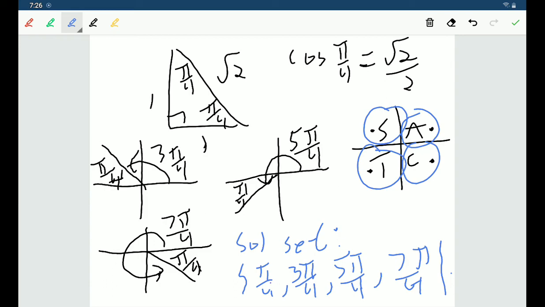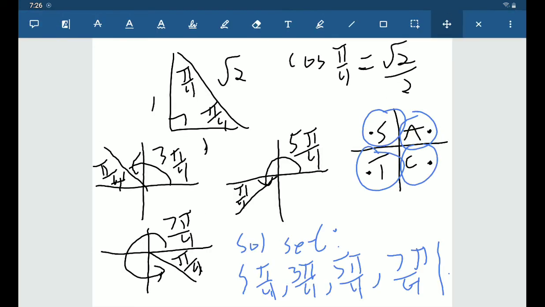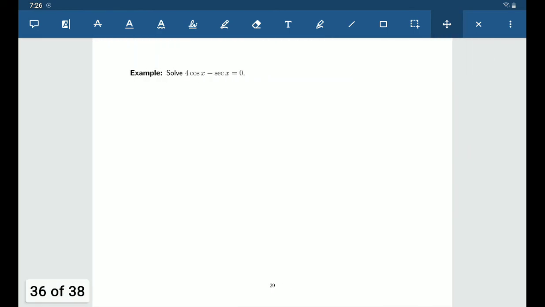Lovely. Okay, one last to do. So one more example, and then we are finished for this section. So we're solving for cosine x minus secant x. And so here is where I've got a couple of choices to make.